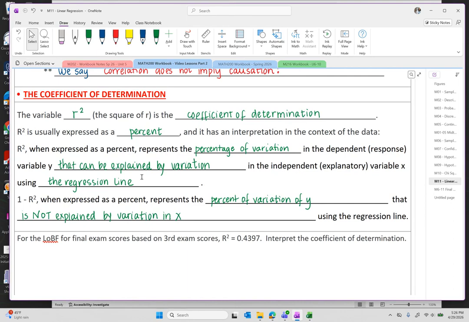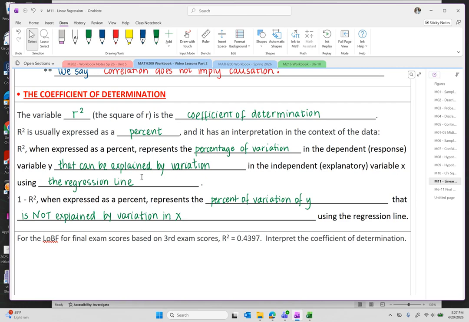1 minus R squared, when expressed as a percent, is the complement. It represents the percent of variation of Y, the dependent or response variable, that is not explained by the variation in X, the explanatory variable, using the regression line.